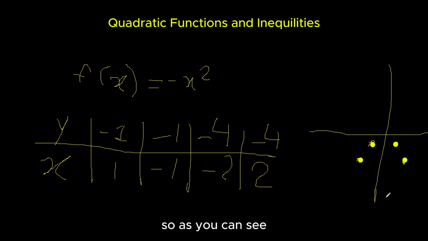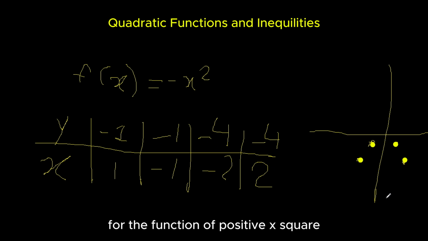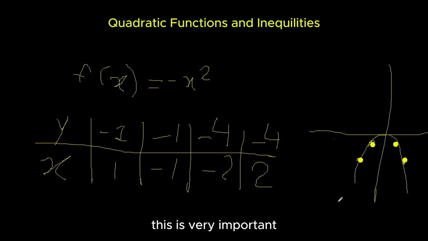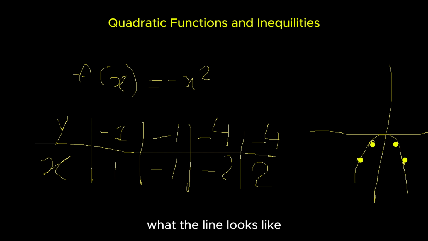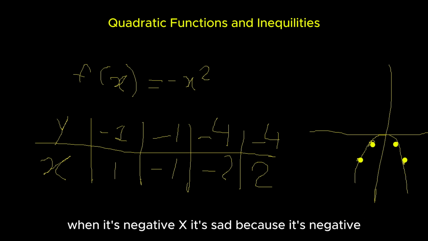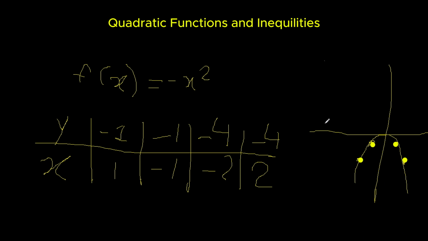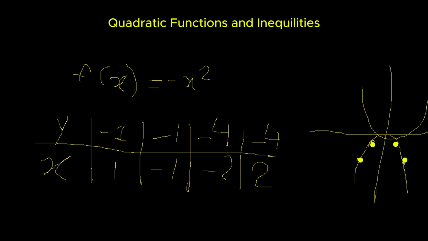So as you can see, unlike the graph for the function of positive x squared, this one is going down. It's like a sad face. This is very important. It goes downwards like a sad face. So here's how you can remember what the line looks like for the different functions of x. When it's negative x, it's sad because it's negative. Negative means sad. You can think of it like that. And when it's positive, it's a smiley face because positive means happy. So it's a smile. That's how I remember it.